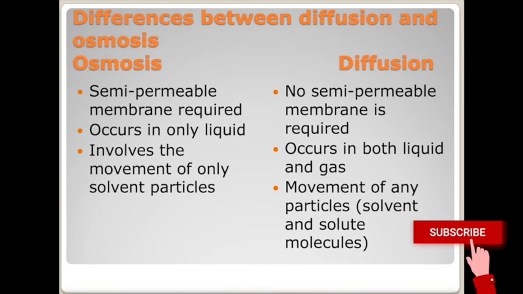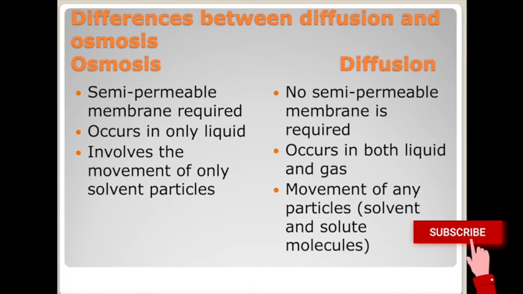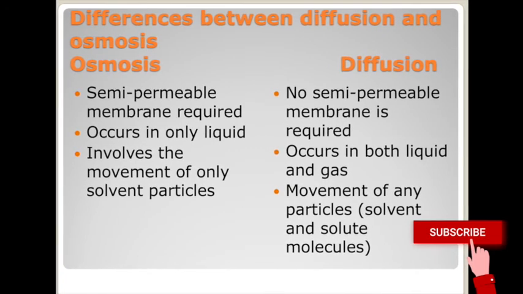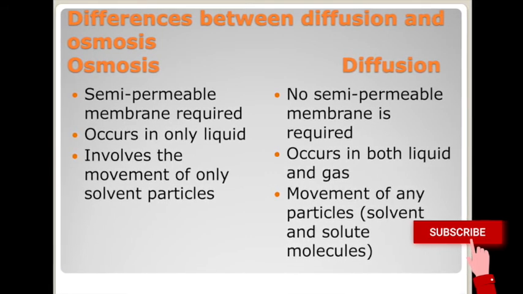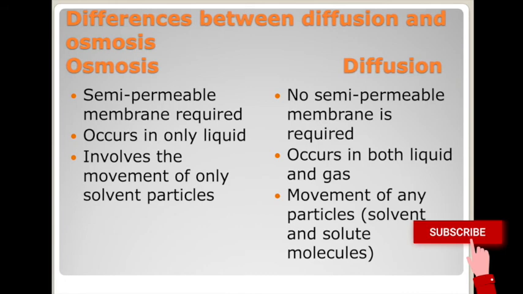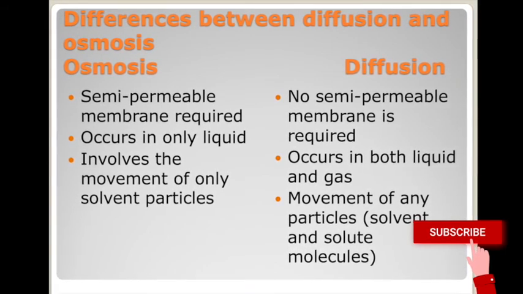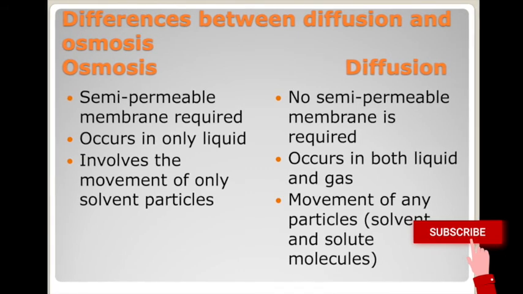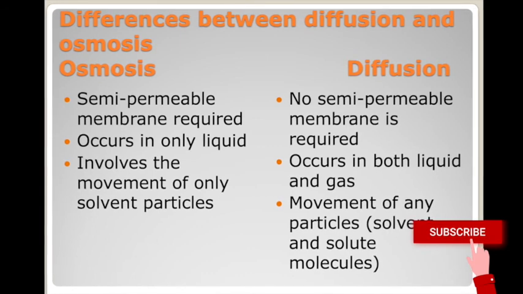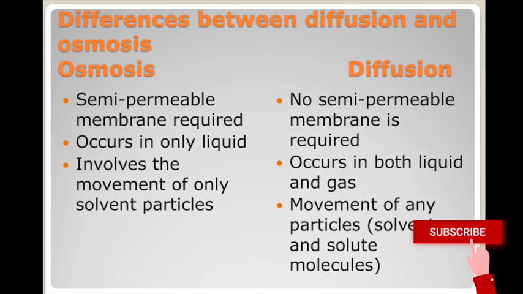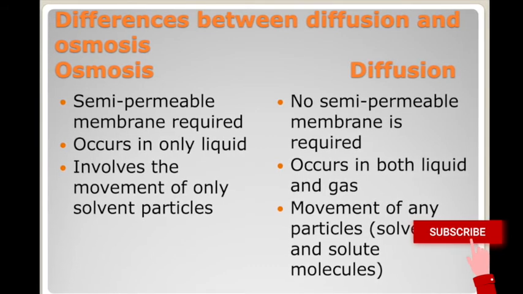Semi-permeable membrane is required for osmosis to take place. In diffusion, there is no semi-permeable membrane that is required. In osmosis, it occurs in liquids only. In diffusion, it occurs in both liquids and gases. In osmosis, it involves the movement of only solvent particles. In diffusion, it involves the movement of any particle, either solvent or solute molecules. So take note of these differences.